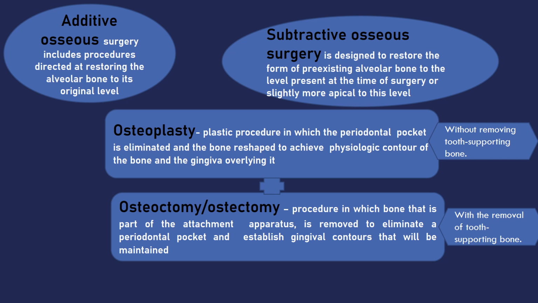Then there is plasty, meaning the shaping. There is gingivoplasty, which we also studied, the shaping of the gingiva. So this is the shaping of the bone, without removing tooth-supporting bone. Whereas ostectomy or osteotomy is the procedure in which bone that is part of the attachment apparatus will be removed to eliminate the periodontal pocket and establish gingival contours that will be maintained. So by the removal of tooth-supporting bone, we are getting a favorable osseous contour.